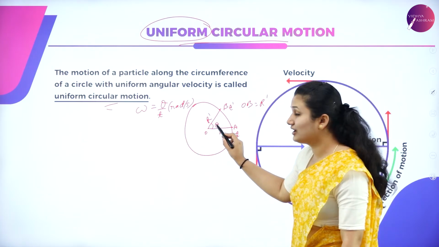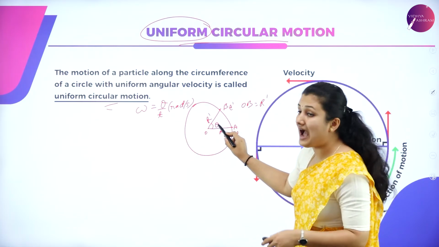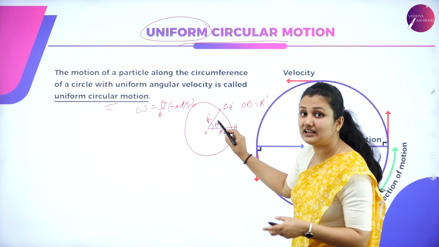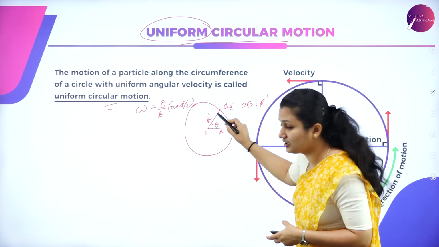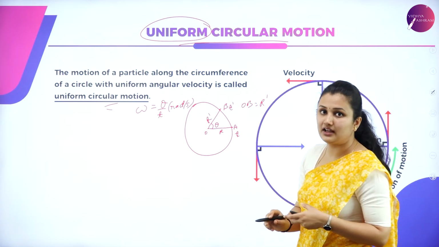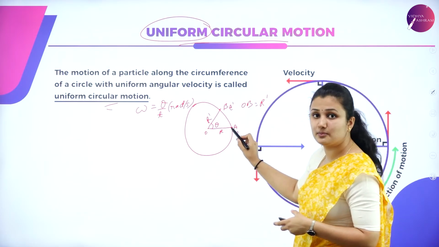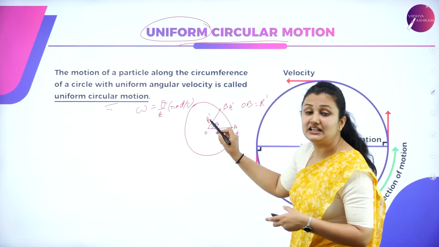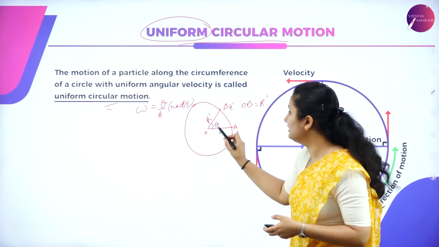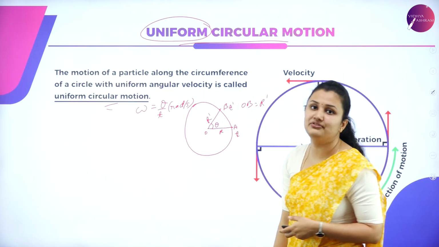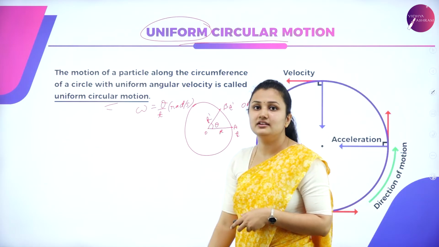So what is angular displacement? It is the angle theta defined by the radius vector at a given interval of time. When an object is displaced from position A to position B, it is defining an angle theta to the center of circle. It is called angular displacement.